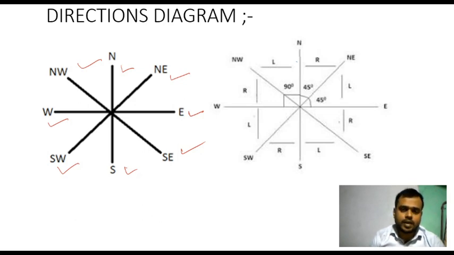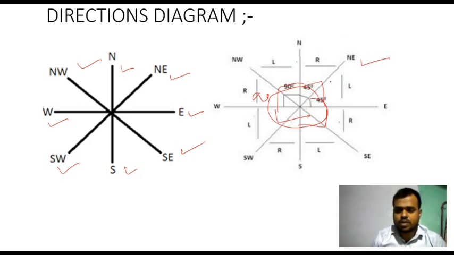If you divide the plane into 8 directions, the total is 360 degrees. Between north and east the angle is 90 degrees. Between north and west the angle is 90 degrees. Similarly, the angle between south and west is 90 degrees, and between south and east it is also 90 degrees. Now we divide north and east by an axis, which gives the northeast direction.